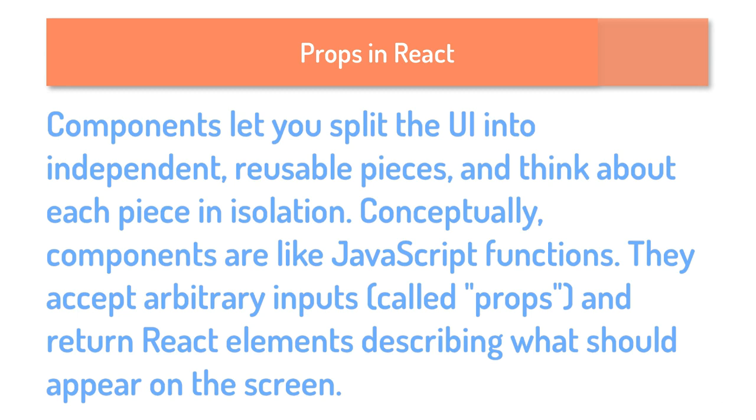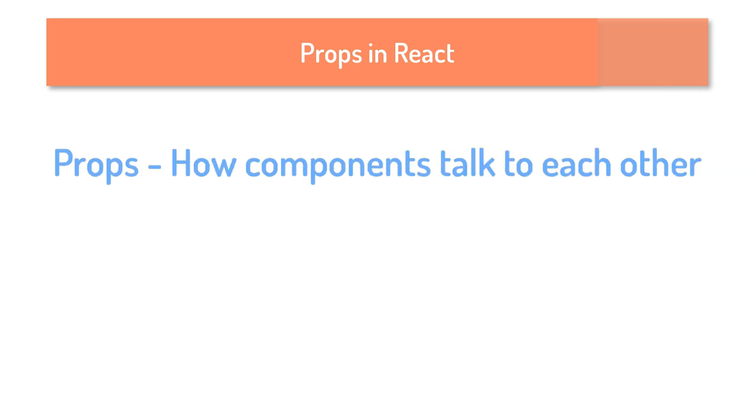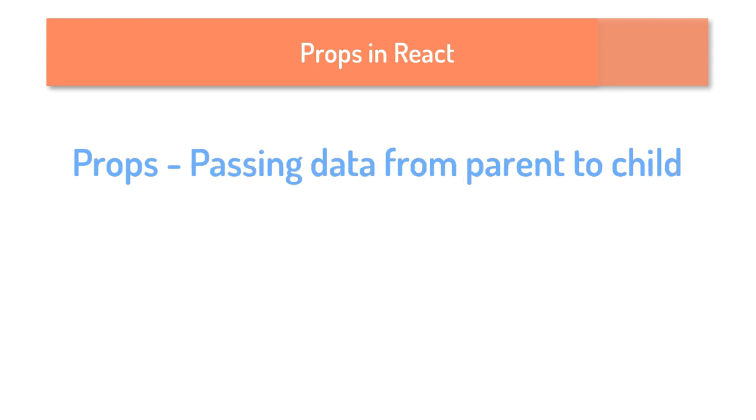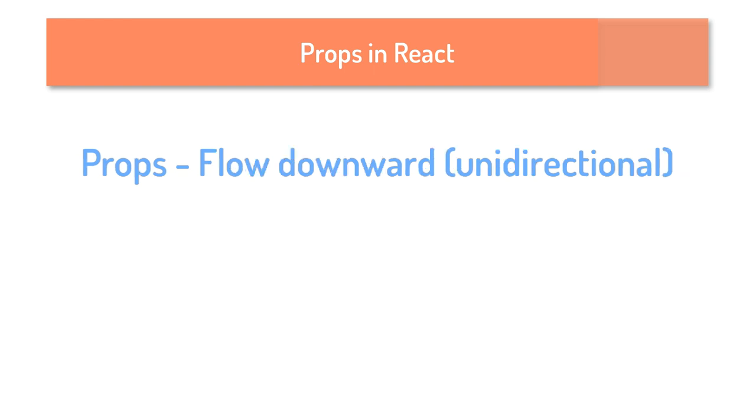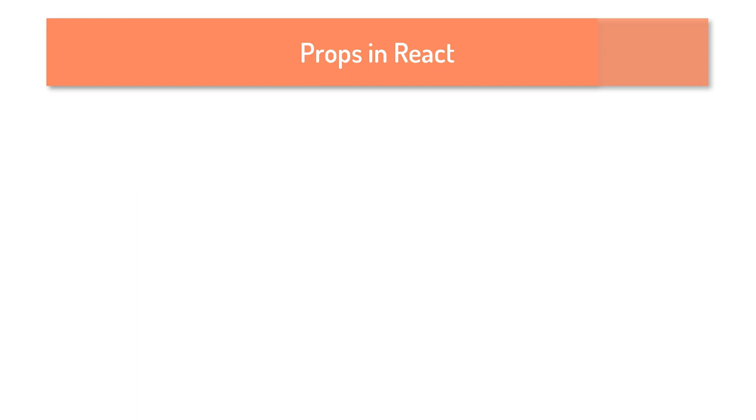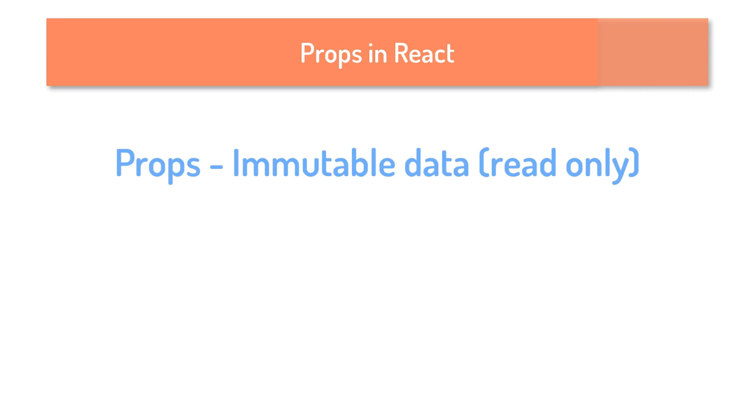Props is simply shorthand for properties. They are how components talk to each other. Props are a way of passing data from parent to child. They are a top-down communication from parent top components to children bottom components. Props flow downward. Remember that. React is said to have unidirectional data flow. Props are used when you need immutable data, and immutable data is just a fancy word for saying not changing. You could call them read-only.